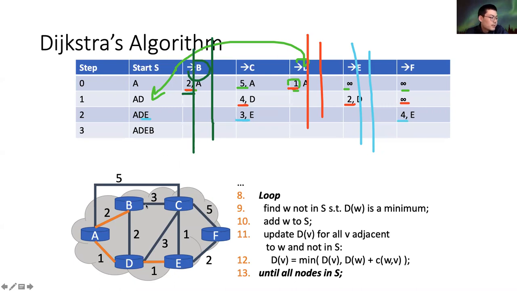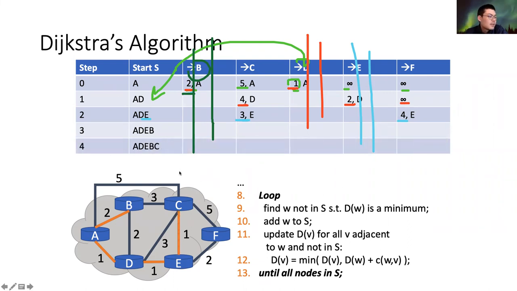And once we touch B, we need to look at whether some adjacent edge can make a distance smaller, like B to D is 2. But of course, A to D is already 1, so there's no point. B to C is 3, but there's no point because we already found the total cost is 3. A to B, B to C is 5. So there will be no update to other distances, I believe.